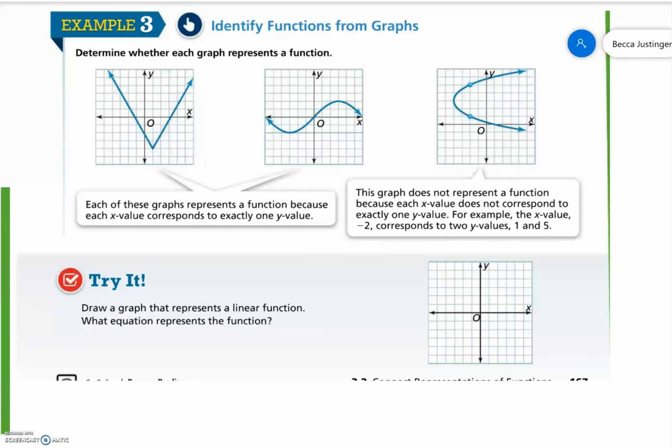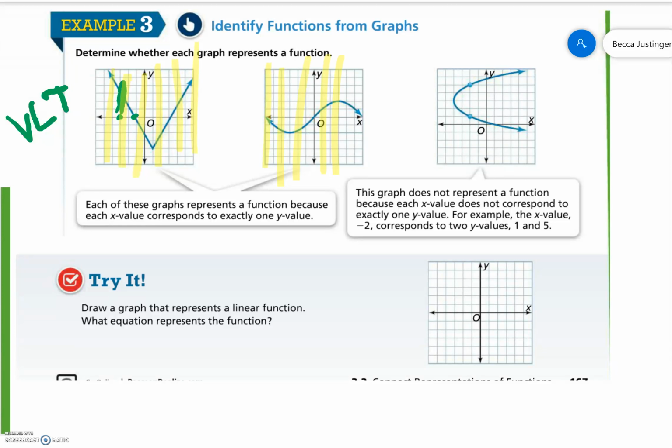Example 3, identify functions from graph. Tell whether each graph represents a function. Well, remember, a function means every x value only has one y value. So if you look at this x value, it only has one y value. If you look at the example, or the x value -3, follow it up, it only has one y value. So we can do what's called the vertical line test. And what that means is if you draw vertical lines, your graph should only cross the vertical line once. So this one's a function.